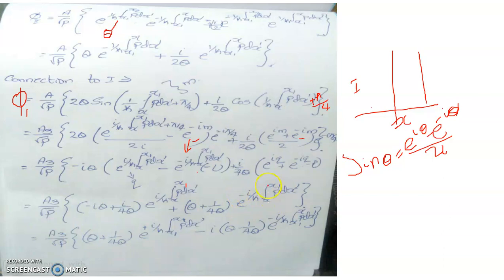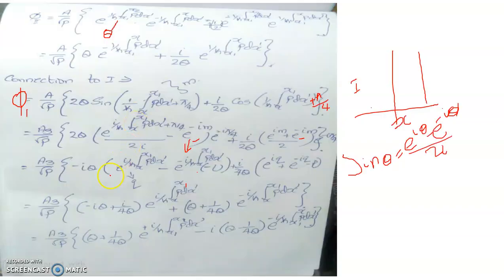The limits of integration are altered so that this minus term becomes plus: e raised to i by h cross integral x1 to x p dx prime. And from this term, let me take minus i outside. Minus i into what remains, theta minus 1 by 4 theta, into e raised to minus i by h cross integral x1 to x p dx prime. This limit of integration is also negated.